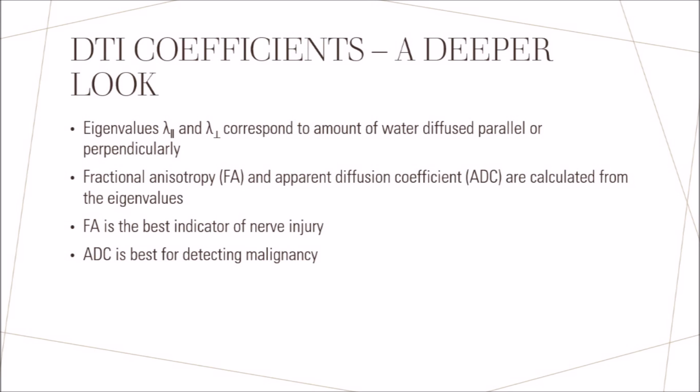Coefficients that DTI is used to calculate include eigenvalues for water diffusion that is parallel or perpendicular to the nerve, fractional anisotropy, and the apparent diffusion coefficient. The 2 coefficients calculated from the eigenvalues, including fractional anisotropy and the ADC, apparent diffusion coefficient, are very important for evaluating different nerve injuries. FA is used to evaluate how well the nerve diffuses water in a straight line, and ADC is the best for detecting tumors within the nerve.